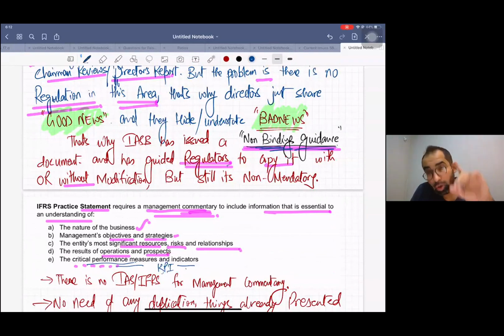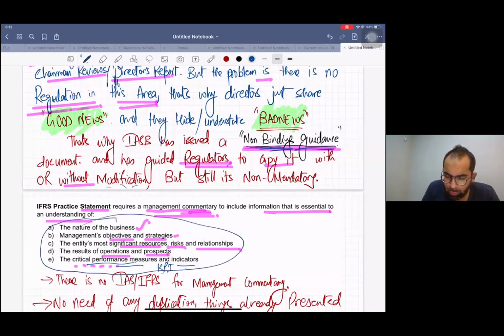The IFRS board has suggested that regulators copy it as it is, or modify it and then apply it, because the local law can impose things very easily, because they know about their own country well. Regulators know about their country's issues very well. So just read these points 2 to 3 times, that is enough. Okay.